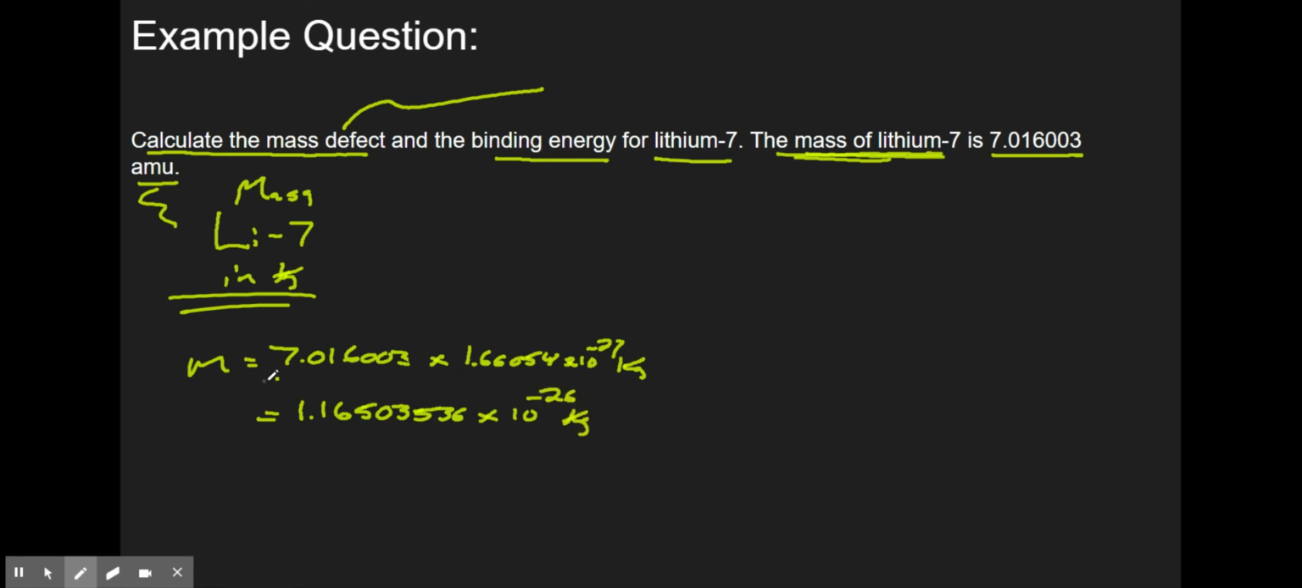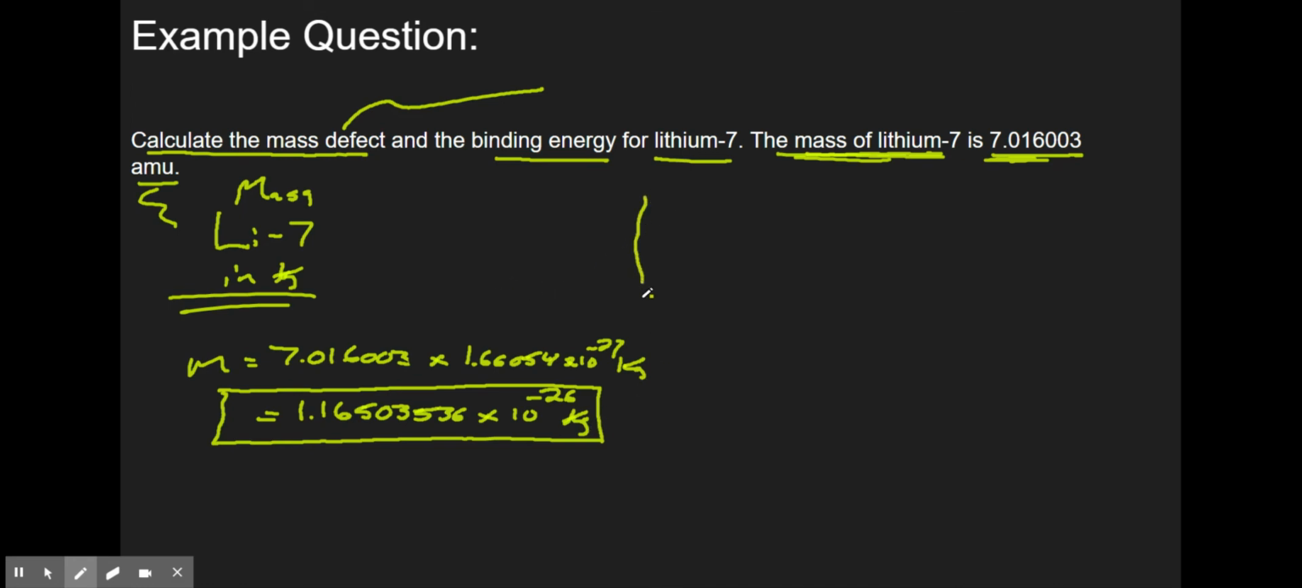But I'm pretty sure the mass of lithium-7, according to this atomic mass unit, or this mass given in kilograms, should be 1.16503536. I'll hold on to a bunch of digits just to play it safe. Kilograms. So that's my starting point.